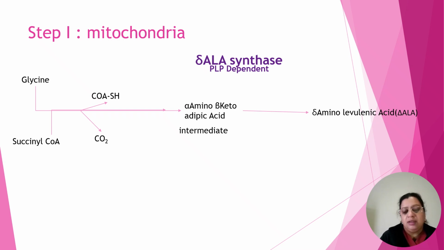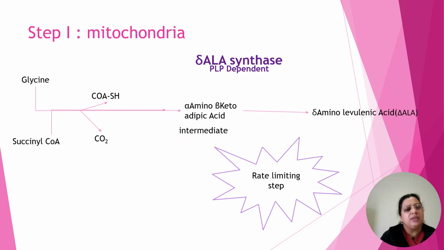So this is the first reaction, and you remember that this is the rate limiting step, and this is the step where the feedback inhibition also occurs, and where the delta ALA synthase enzyme in the liver is regulated. Always remember that the synthesis of porphyrins in the bone marrow or the erythropoietic tissue is always constant. That means the delta ALA synthase enzyme in the liver and in the bone marrow is different. One can be regulated and the other one cannot be regulated.